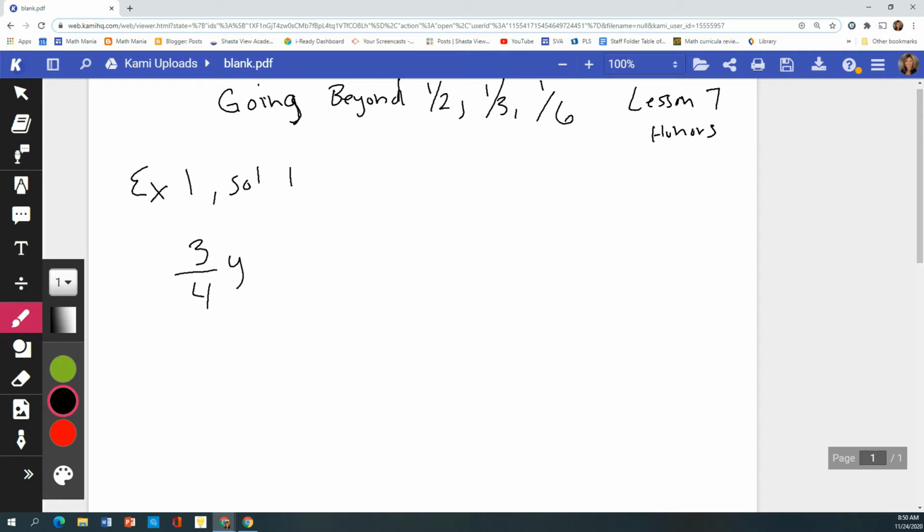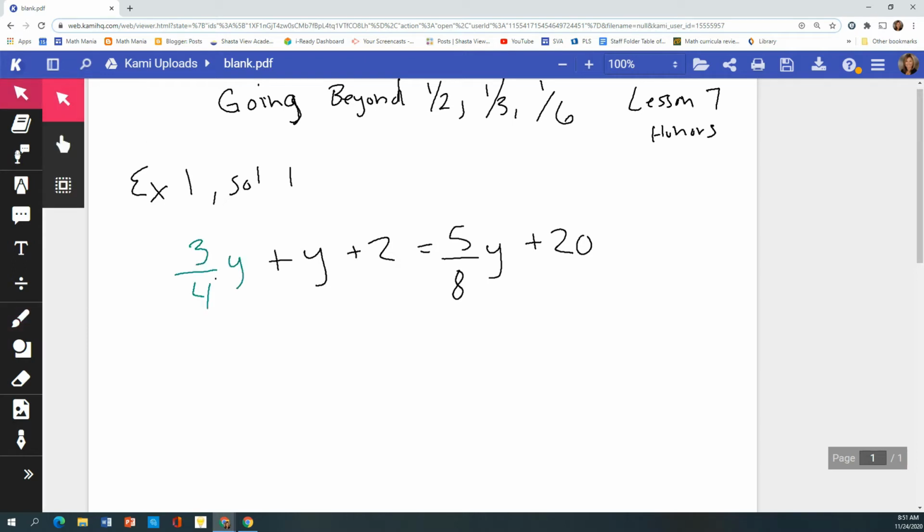3/4 y, you can see that's broken up into 4, something that we have not worked with yet, plus 2 is the same as 5/8 y plus 20. Since the common denominator of 4 and 8, these are the denominators here, 4 and 8, we will consider the unknown y as being partitioned into 8 equal parts.